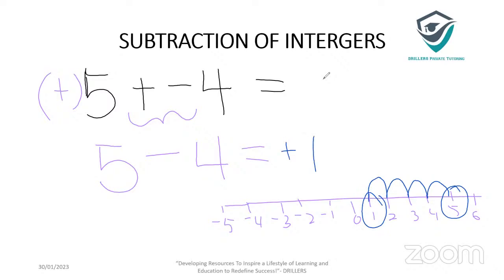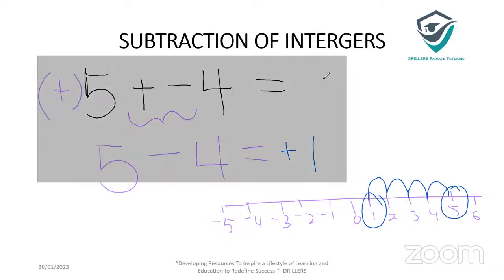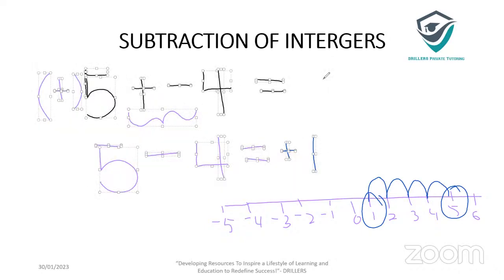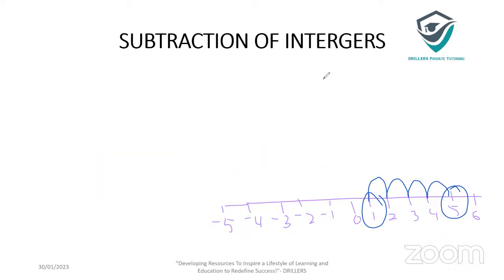So that's how we use a number line to do our integer questions. I know I said I was going to do one example, but I'm just going to do one more. And then we'll move on to multiplication and division of integers.